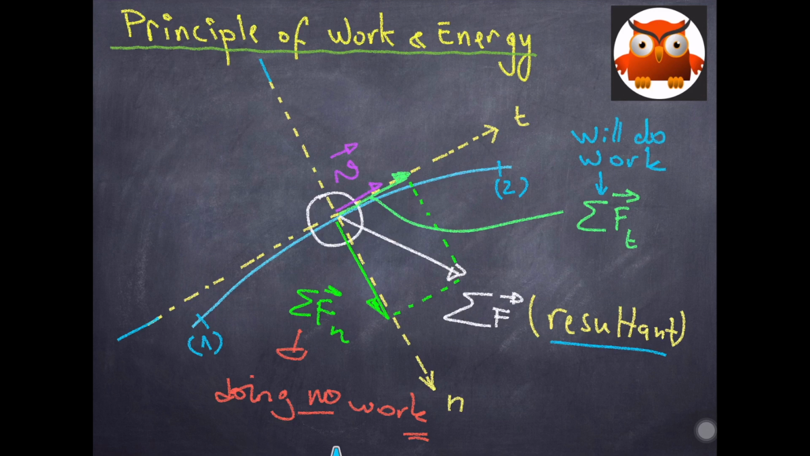These forces, the normal forces, will not do work because simply they are in the direction that is perpendicular to the velocity, which is the direction of motion. So cosine 90 degrees is equal to 0. Good. Now we will calculate the work done by this force, the tangential force, and see how it is related to the energy.